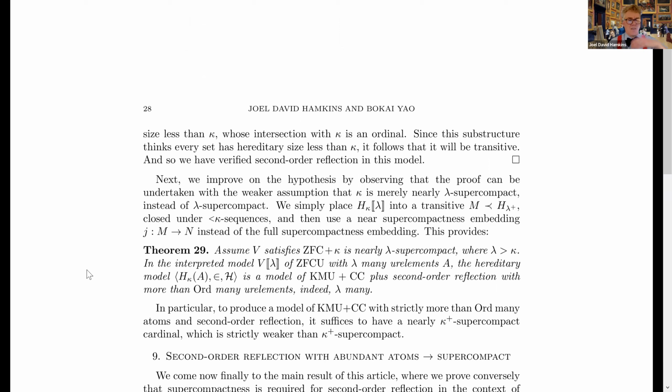So in fact, the first observation to make after that is that you don't actually need lambda supercompact, but being nearly lambda supercompact is good enough if all you want is Π^1_1 reflection. Oh, I see. This should say Π^1_1 here, I think. We're not getting full second order. I'm sorry, there's a mistake in the paper here. It should be Π^1_1. Okay.